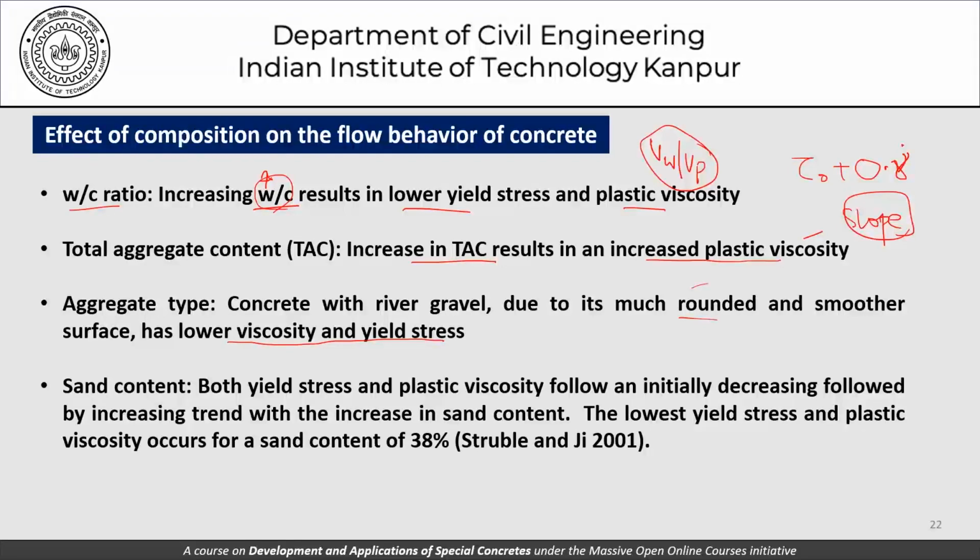As far as the sand content is concerned, both the yield stress and the plastic viscosity follow an initially decreasing and then an increasing trend with the increase in the sand content. The minimum has been found to be at a sand content of about 38%, but that number could be a function of the kind of sand we use, the other materials which have been used, and so on. But it's a guiding principle that this is the ballpark number we can expect, on either side of which the yield stress and viscosity would tend to increase.